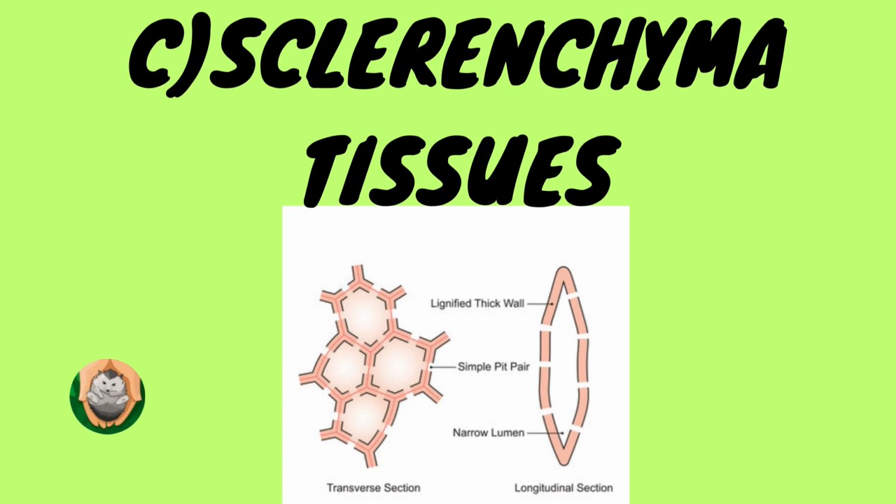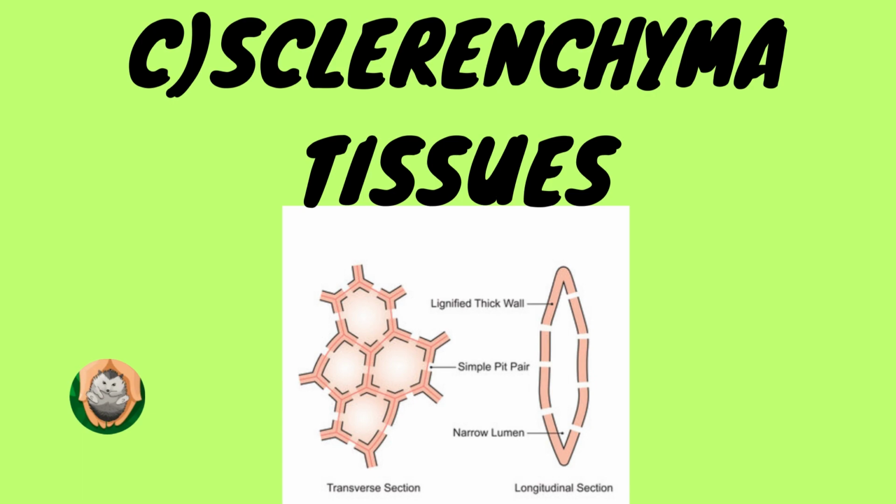Last but not least, let's talk about sclerenchyma tissues. In ground tissue, if you consider sclerenchyma tissue, they consist of non-living cells. The locations where they are situated are the cortex of stem and leaves, as well as in xylem and phloem tissues. Their main function is mechanical strength.